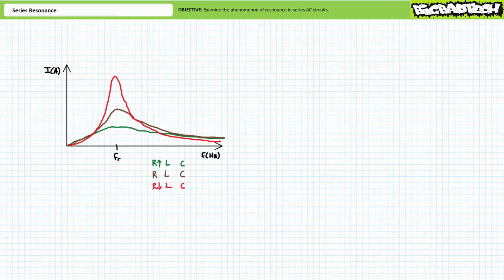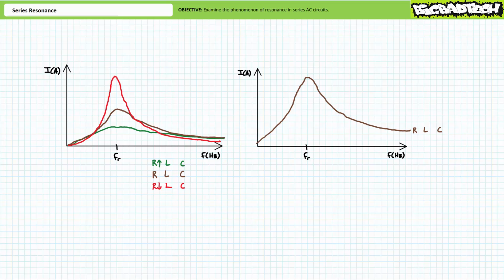In summary, series circuits with lower resistances experience higher current at resonance and have higher quality factor and tighter bandwidths. Let's now keep resistance the same and consider how the ratio of the inductor and capacitor influences the performance at resonance. As we observe, circuits employing larger inductors and smaller capacitors exhibit higher quality factor values, and circuits employing smaller inductors and larger capacitors exhibit lower quality factor values.